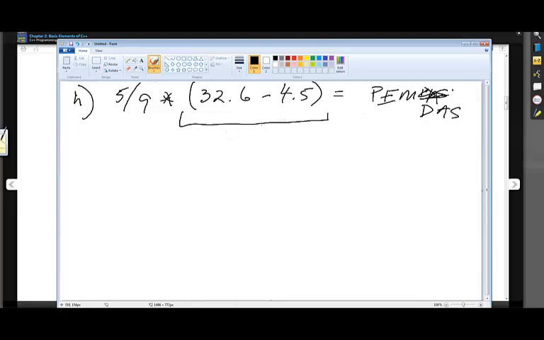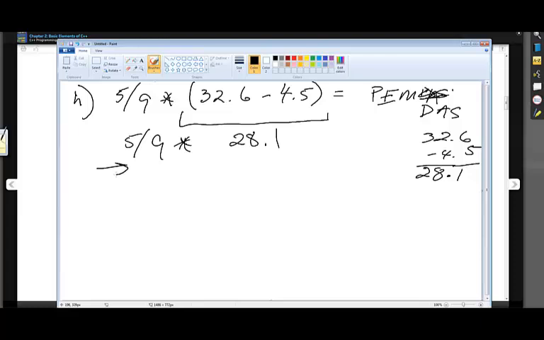So we take 32.6 and subtract 4.5. That should give you 28.1. Okay, and you still have the 5 divided by 9, multiplied with that. Now, again, this is multiplication and division, and you do it from left to right. But if you look at this part right here, this becomes one huge number.